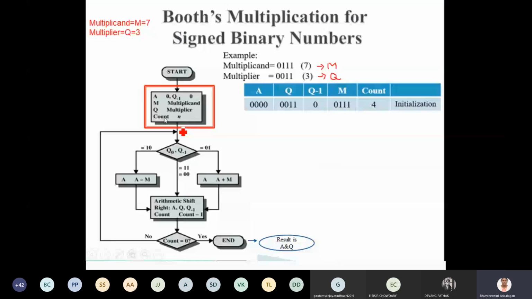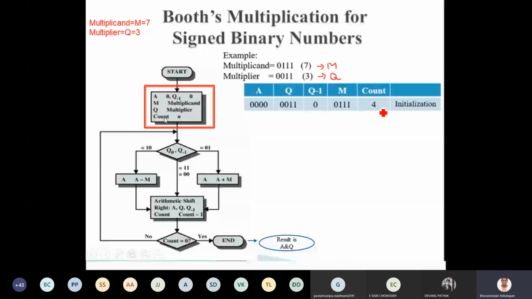So what is the first step I have to do? I'm going to initialize the values of A, Q, Q minus 1 in the registers, and in M the value of the multiplicand is going to be stored. I have initialized everything up to count also. I'm going to store it as 4. Why? Because I'm going to make use of 4-bit data representation, so I'm going to make use of count as 4.